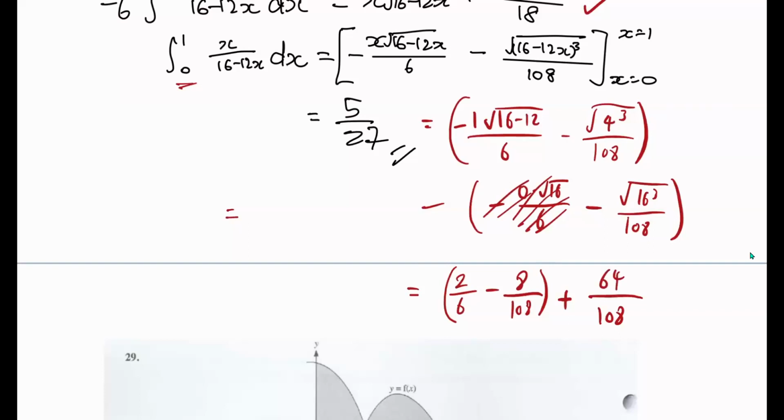Okay, then from there you can type in a calculator. 2 over 6 minus 8 over 108. Or you could do it manually. But anyways, type in a calculator and you get, I got 23 over 27. Did I calculate something wrongly?